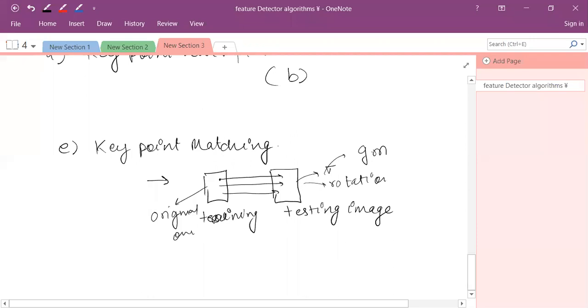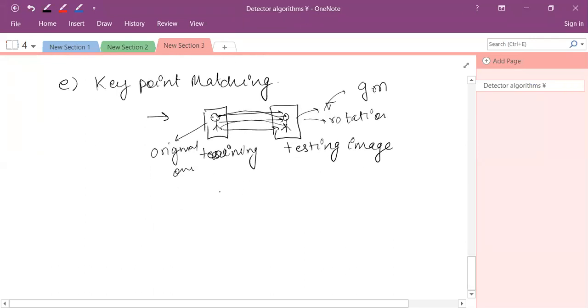So from these two images you have to match the key points. Like if a particular person is there and the same person is there, then what are the features? The features are their eyes, so these eyes should be matched with this person's eyes. The hand should be matched with this person's hand features. So these points have to be matched over the two images, the testing image and the training image.